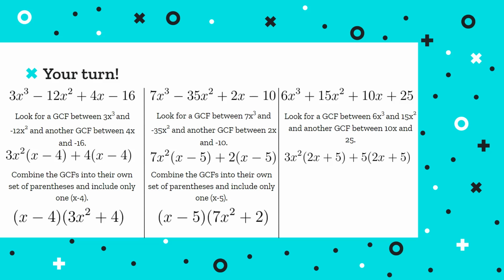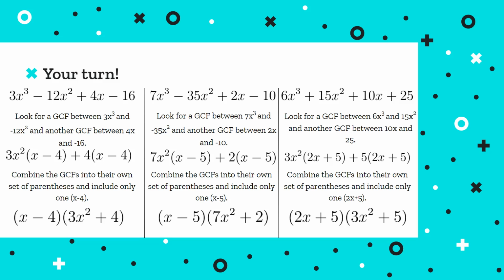For the third question, we again look for a GCF between 6x cubed and 15x squared, and another GCF between 10x and 25. So the two GCFs are 3x squared and positive 5. These two GCFs will be put in a set of parentheses together, and we will keep one set of parentheses with 2x plus 5.